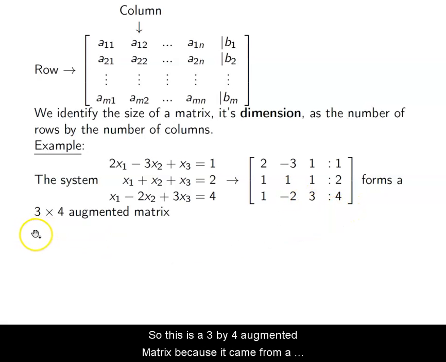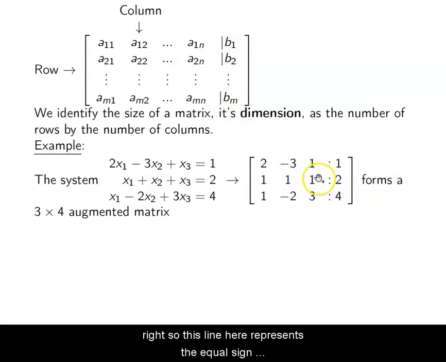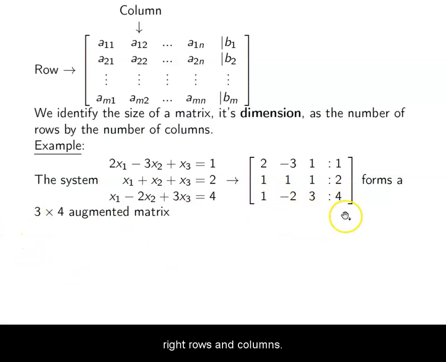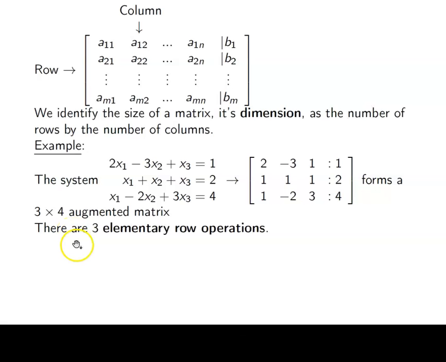So this is a 3x4 augmented matrix because it came from a system of equations. Here you see I use a bar. Here you see I use the 2 dashed lines. It doesn't really matter, but really what it's doing is it's signifying to the reader that I'm separating the left-hand side from the right-hand side of the equation, right? So this line here represents the equal sign. These dashed lines, I forgot the name of those. They're not semicolons, but they represent the equal sign as well. Okay, so again, I have 3 rows and 1, 2, 3, 4 columns, right? Rows and the columns is the order.